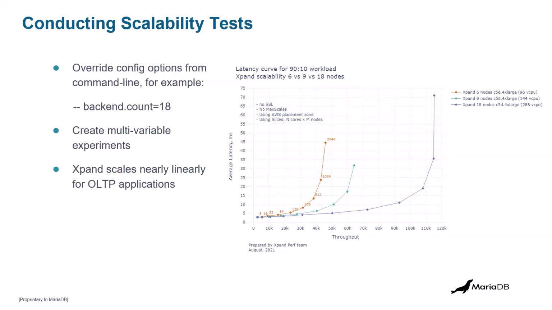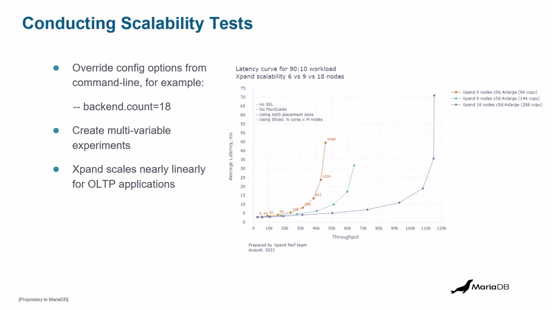Now, what that means is in most performance benchmarks, you want to scale along multiple vectors, whether it be number of nodes or CPUs or maybe instance types or any other kinds of variables. And in this example, we're testing Expand, which is a distributed database, and we're changing the number of nodes, increasing it from 6 to 9 to 18.